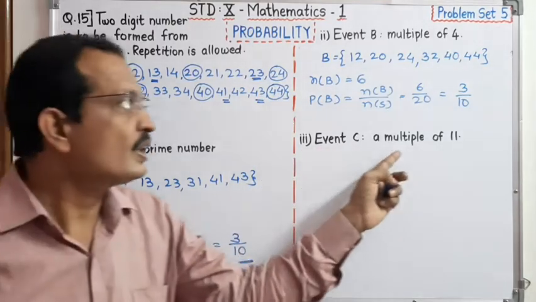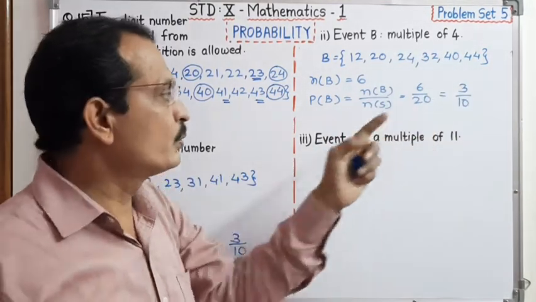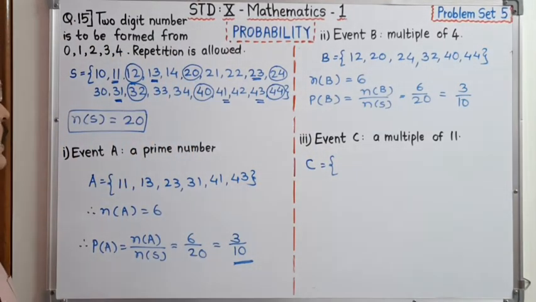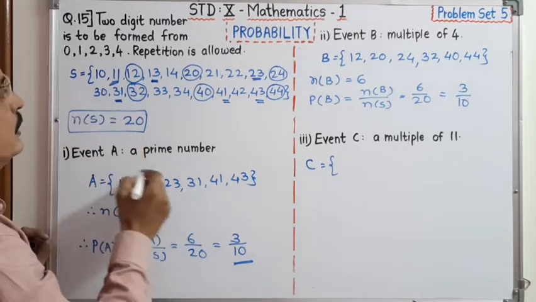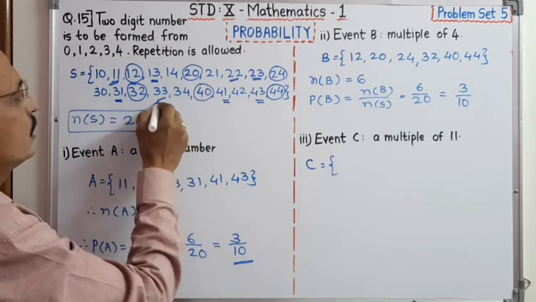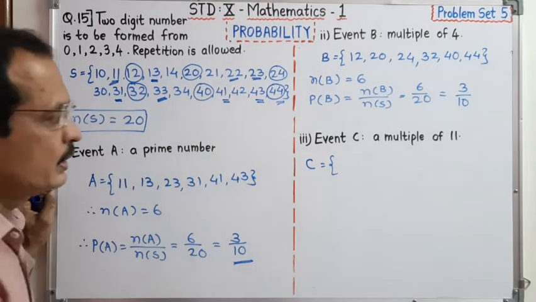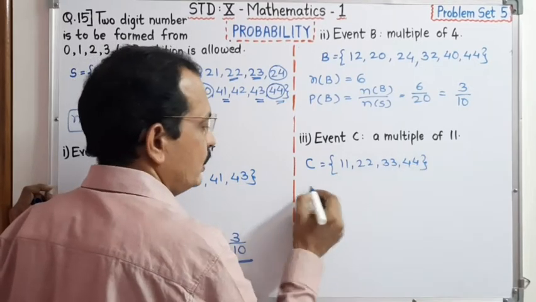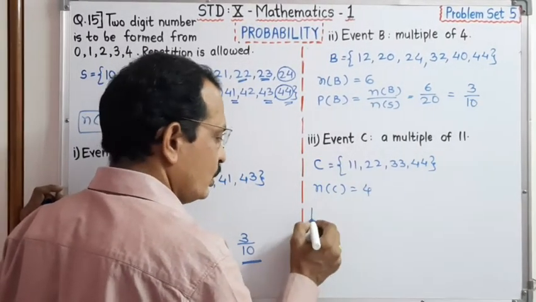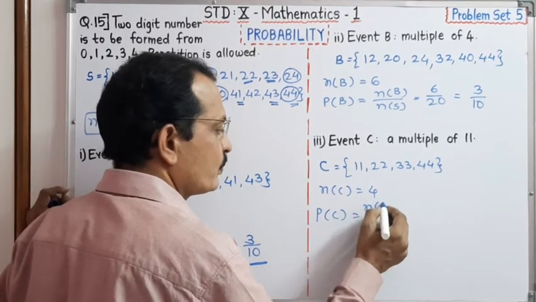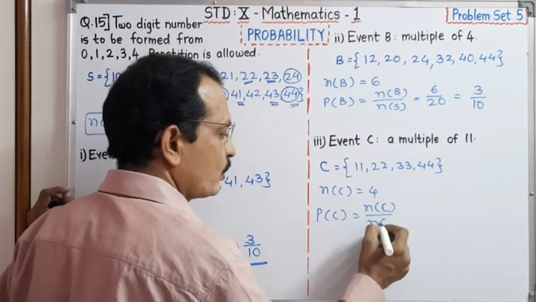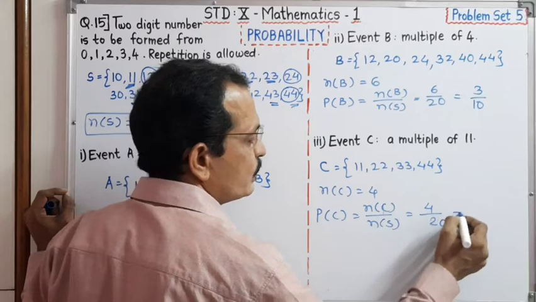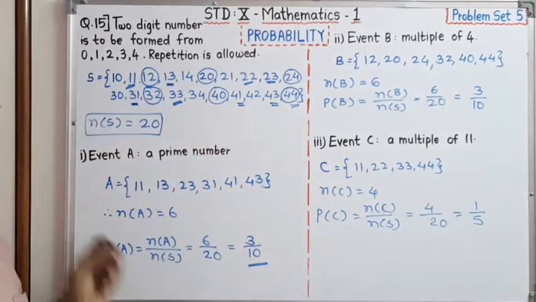Now as we found the multiples of 4, we have to find the multiples of 11. Now multiples of 11. See, 11, then 22, then 33 and 44. Number of C is equal to 4. Probability of C is equal to number of C upon number of S. Number of C is 4 and S is 20. Dear student, 4 1s are 4 and 4 5s are 20, so it is 1 upon 5.